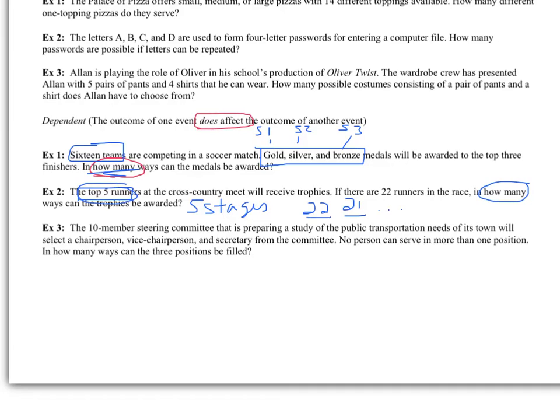And again, fundamental counting principle says multiply. So you would multiply those numbers. Again, that can be covered at a later time if you're interested. But we know it is a counting principle question.